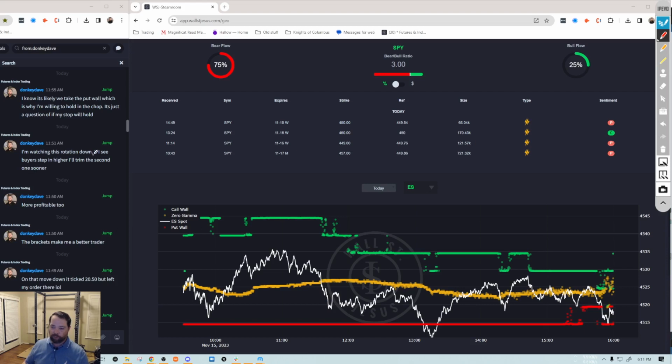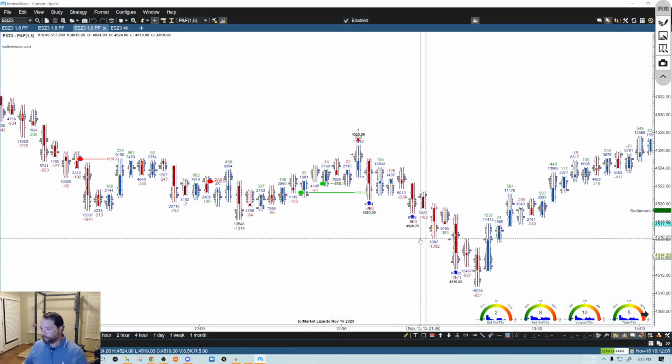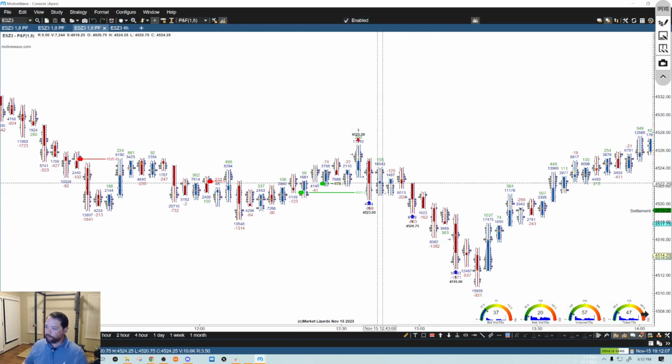I'm watching this rotation down. I see a buyer step in higher. I'll trim the second one sooner. So let's see if I can figure out what I was talking about there. I think it was this chop.